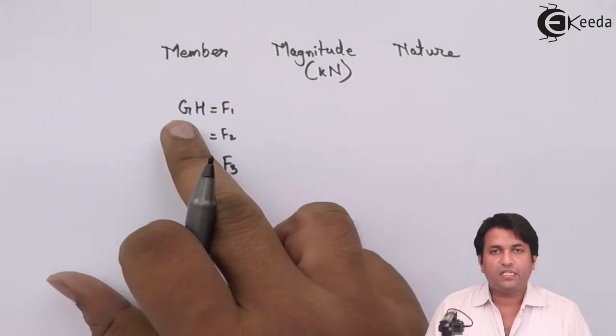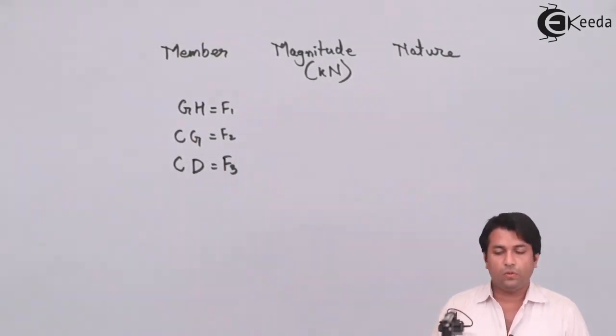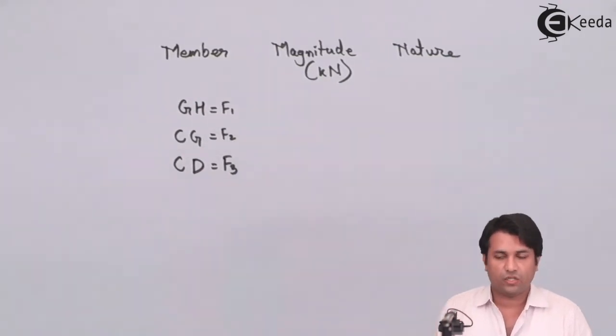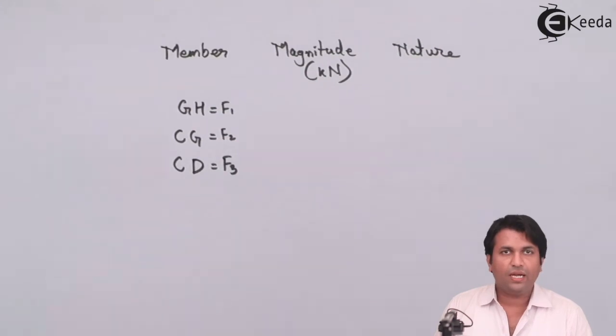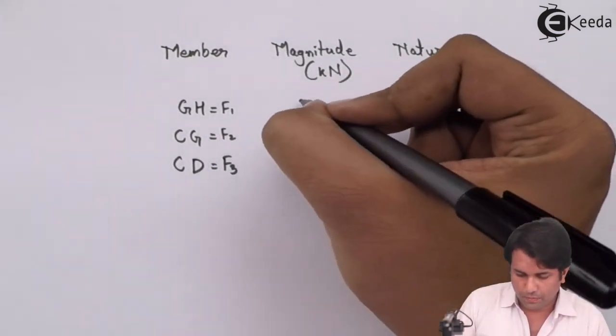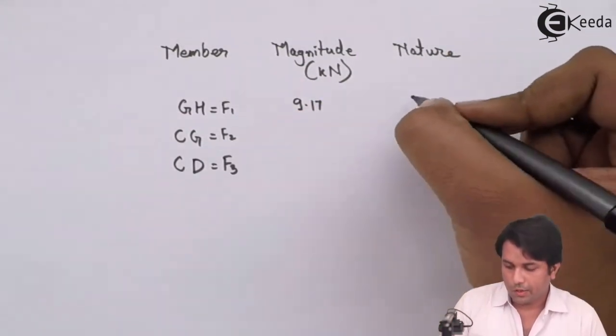The force in member GH, I am calling it as F1. In CG, it is F2, and in CD, it is F3. We have seen that when I have taken the section. Now I know the values for that. I just put on the values over here. F1 happens to be 9.17 kilonewtons, compressive.